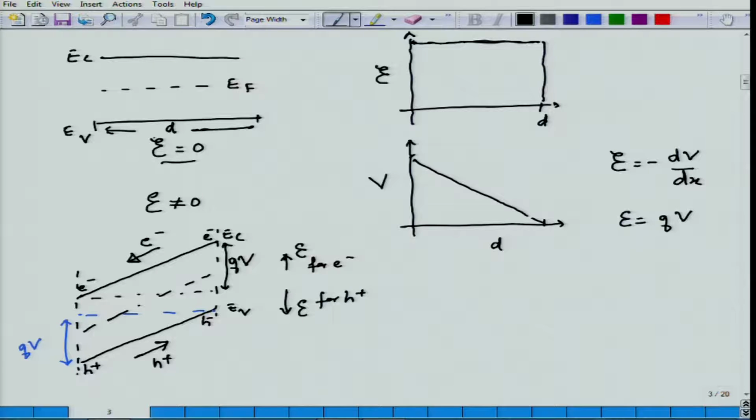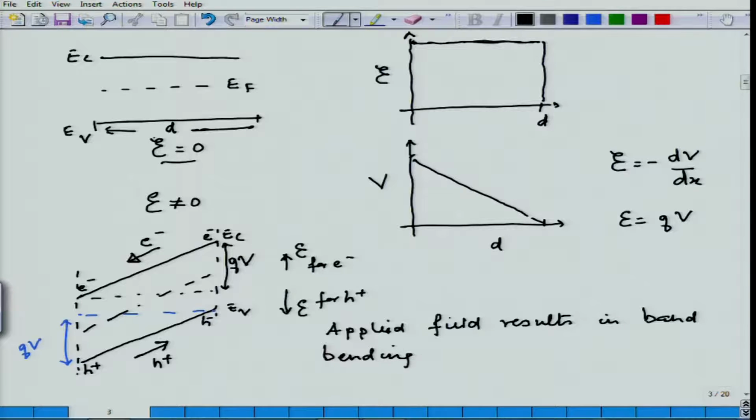Now, with this result, basically I can say that the applied field results in band bending, and vice versa can also be said to be true for a semiconductor, which means that if you have band bending, there is some sort of built-in potential or field existing in the material, and this we will see later when we discuss devices. Currently, we are discussing only the effect of applied field here.